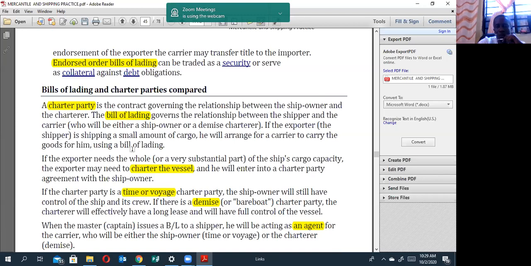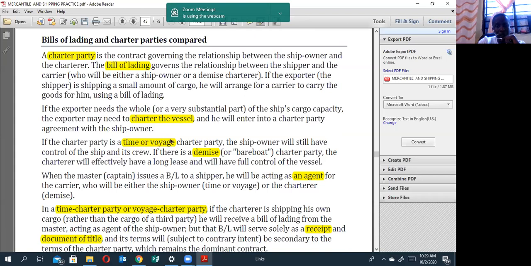Okay, yeah. So the bill of lading evidences a contract between the shipper, that is the exporter, and the carrier, while the charter party evidences a contract that a ship has been chartered, or hired, for a given period of time. And we have various types of charters. We have what we call a voyage charter, a time charter, and a demise charter.